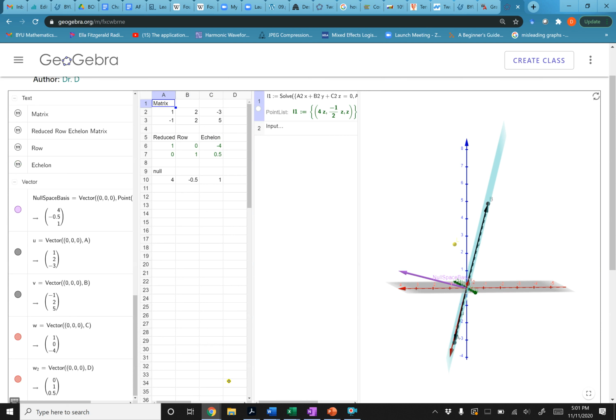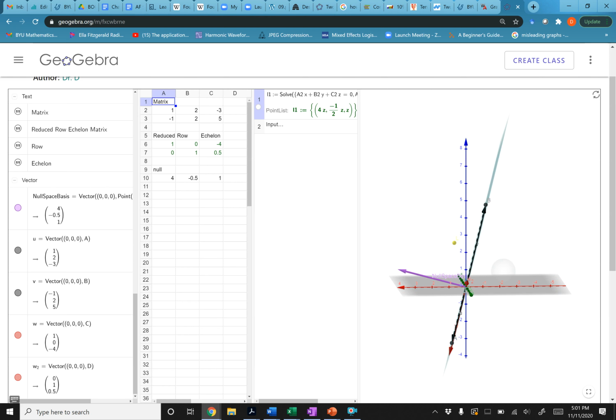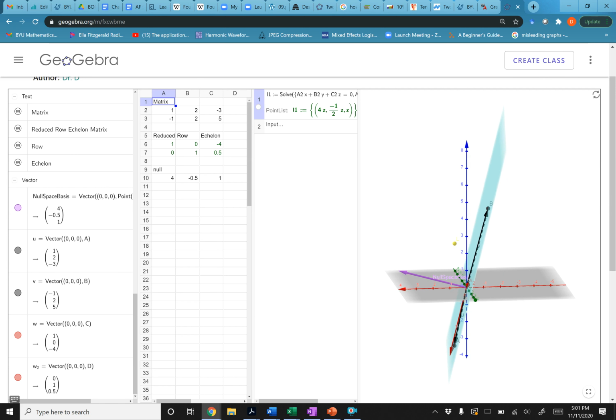If we were to extend that purple vector that says null space basis in a line that goes out and back, look at the span of that line, all the vectors on that line would be the orthogonal complement to the light blue plane. And it works the other way around: if the subspace we had was the line through the origin with that purple vector, look at the span of that purple vector, then the orthogonal complement is the plane that goes through the origin.